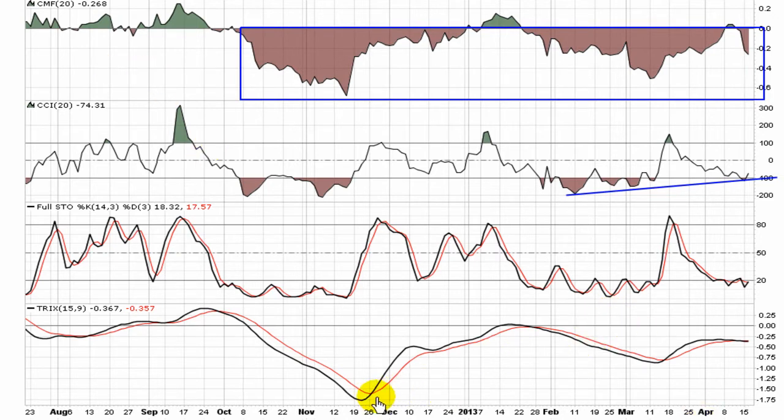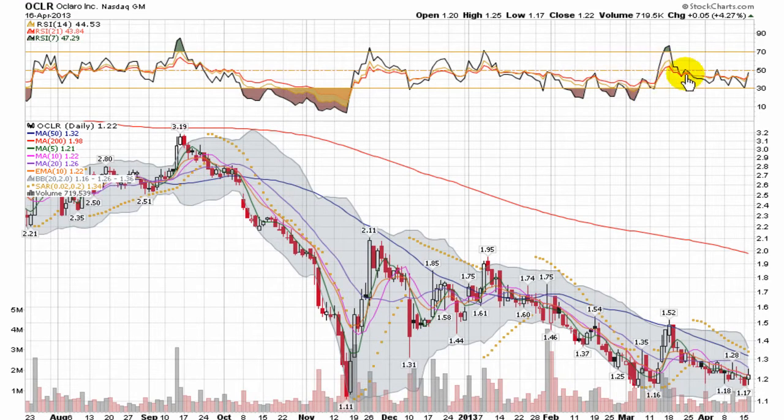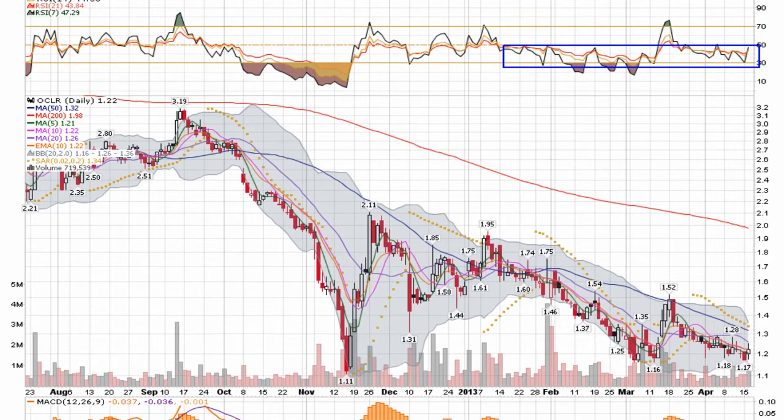And the TRIX, similar to the MACD, is trying to put together some type of upward trend, but it needs to break through zero to go truly bullish. RSI, outside of this bounce off the bottom in March, is again holding in bear chart territory, showing there's no bullish momentum in the play. I'll be looking for that break of 50 to show some bullish momentum coming into the play. So the indicators are basically where I expect them to be.